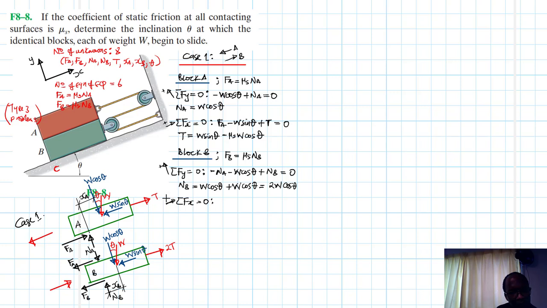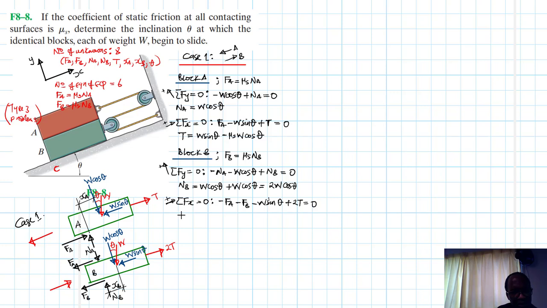Of course, this is our reference. In the X, so we have minus FA, minus FB, minus W sine theta plus 2T equal to 0. Right? Is everything fine? I think so. So we have 1, 2, 3, 4. So we know what FA is.